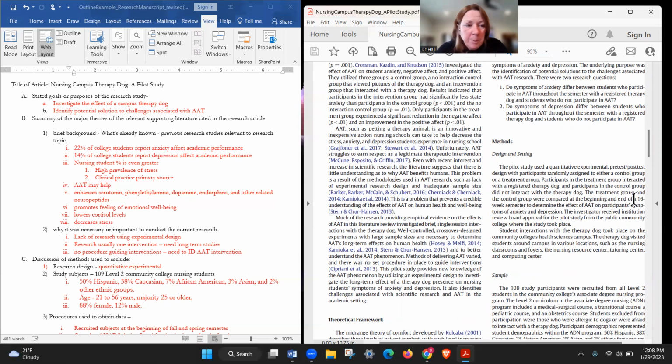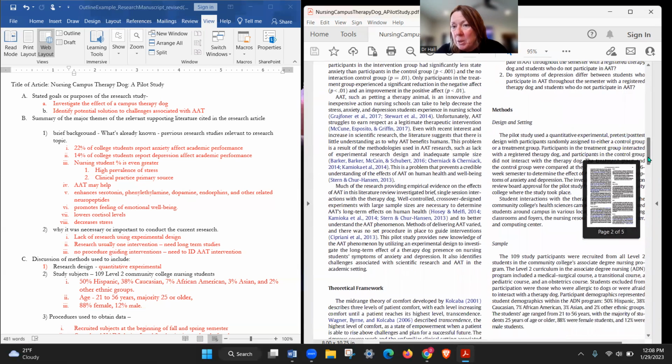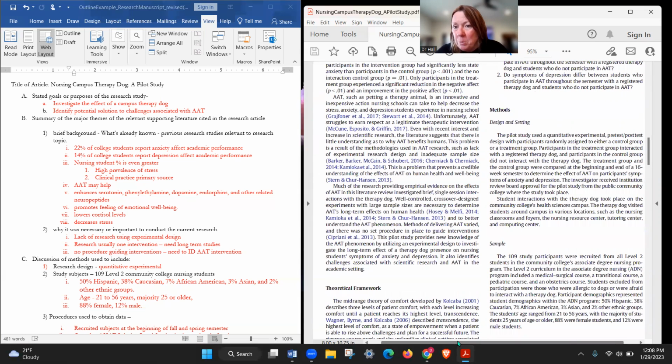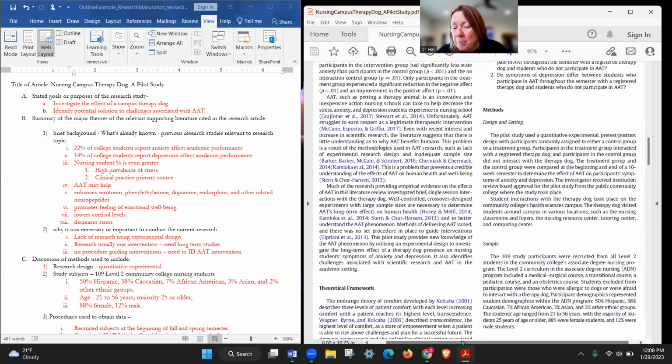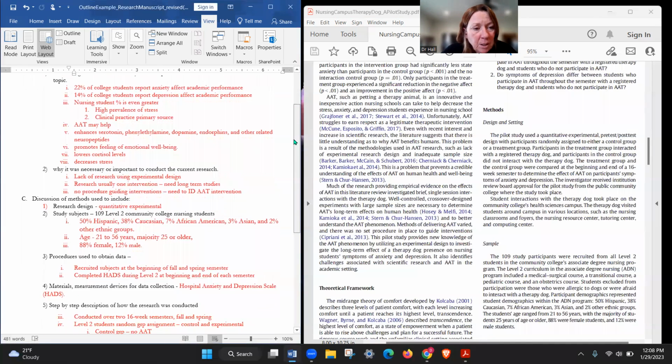So the next piece, let's see here, is your research design, and this research was experimental. It's quantitative, experimental, pre-test, post-test, which basically means that there's a control group and an experimental group, and the experimental group has some kind of intervention, and they test them before the intervention and after the intervention to see if there's a difference. In this case, it was animal assisted therapy that they used.